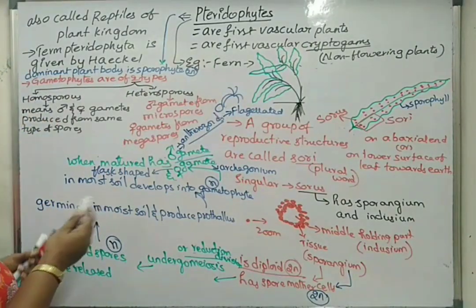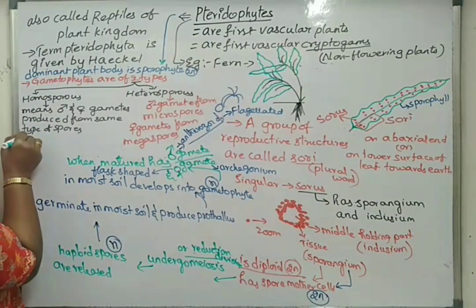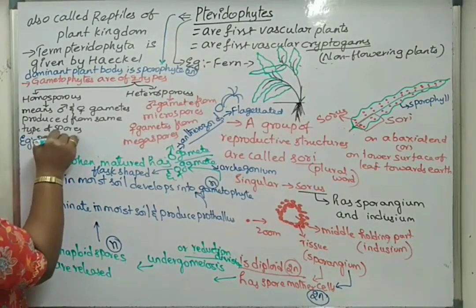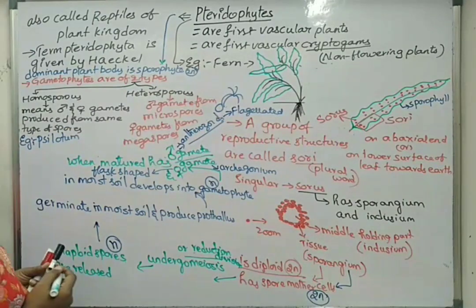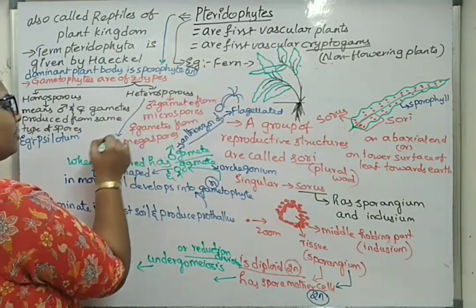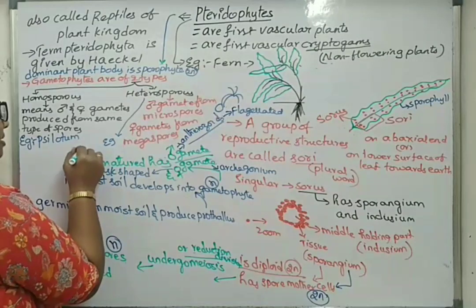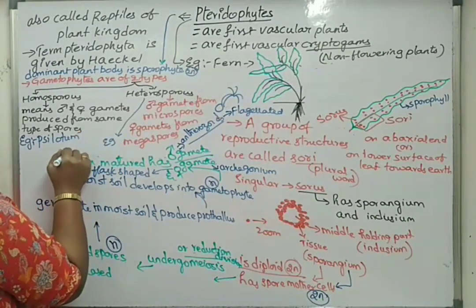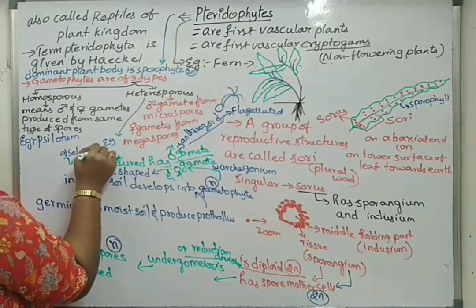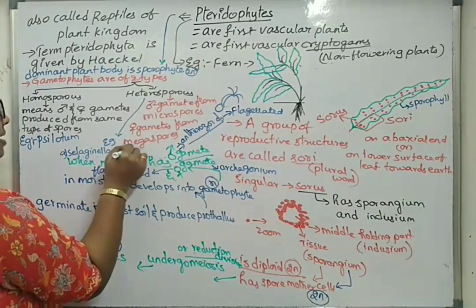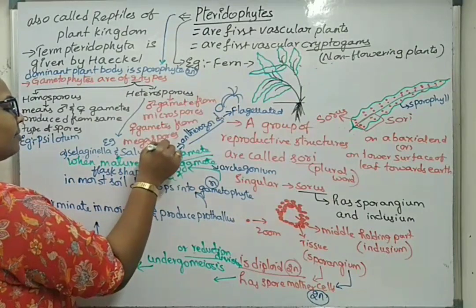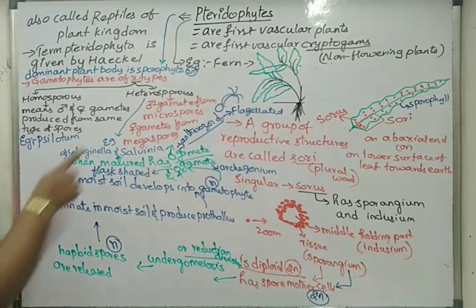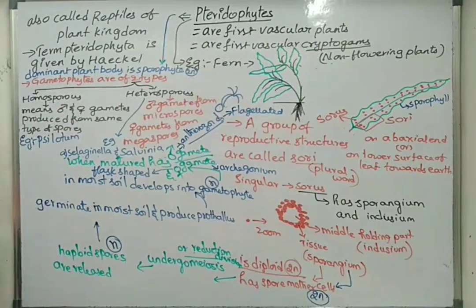Next, an example of homosporous pteridophytes is Psilotum. Under heterosporous we have examples: one is Selaginella, and Salvinia. These are the two best examples to remember under heterosporous and homosporous.